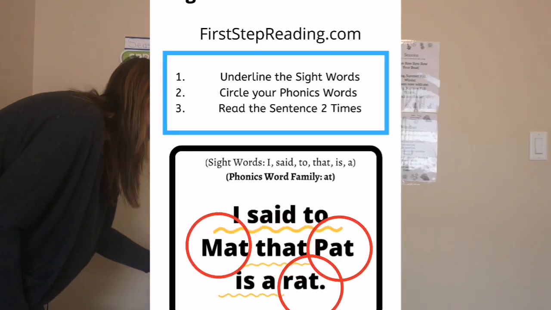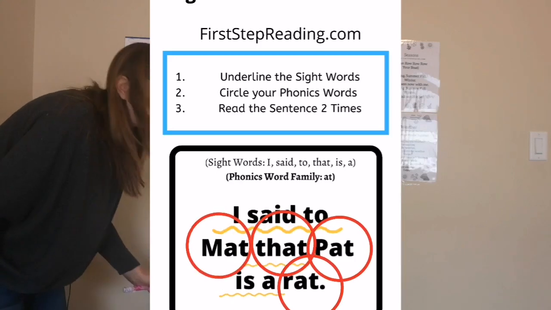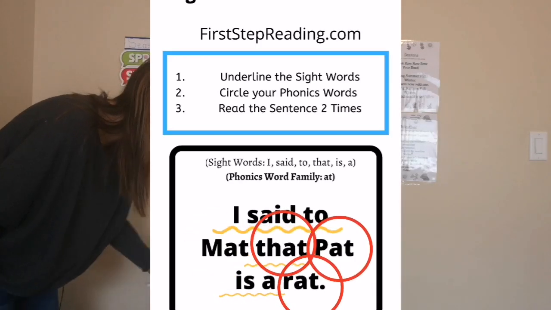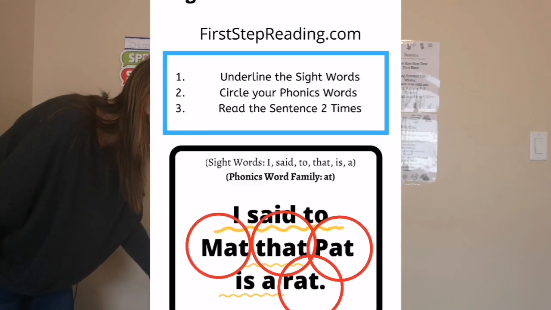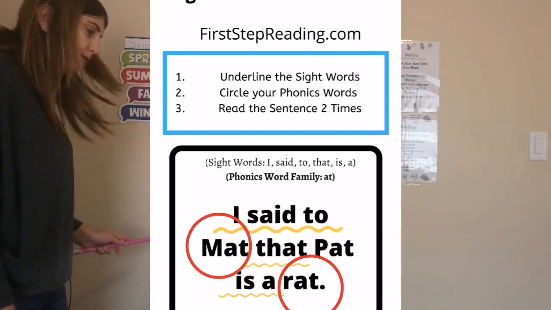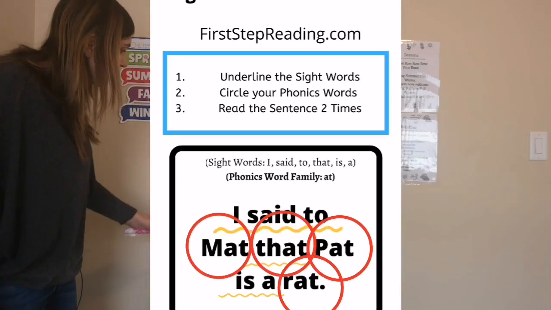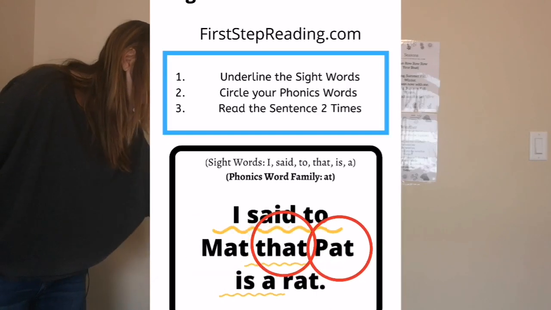Now I'm ready to read my sentence. I said to Matt that Pat is a rat. Now I'm going to read it again for understanding. I said to Matt that Pat is a rat.